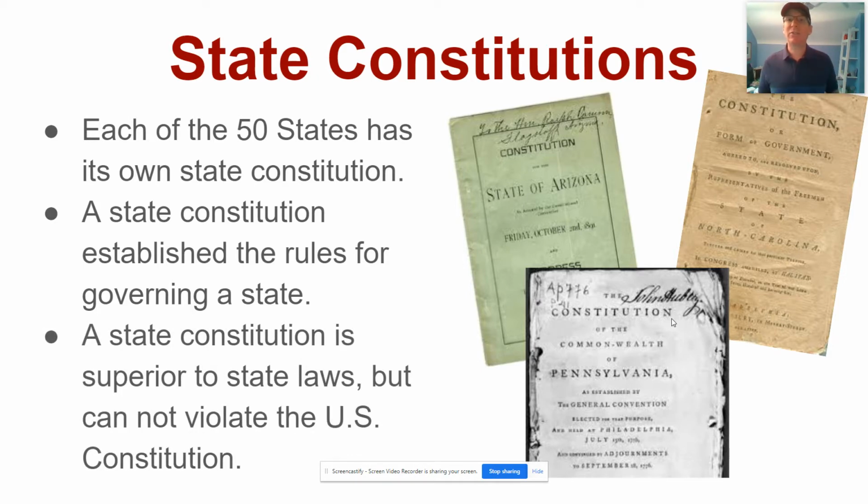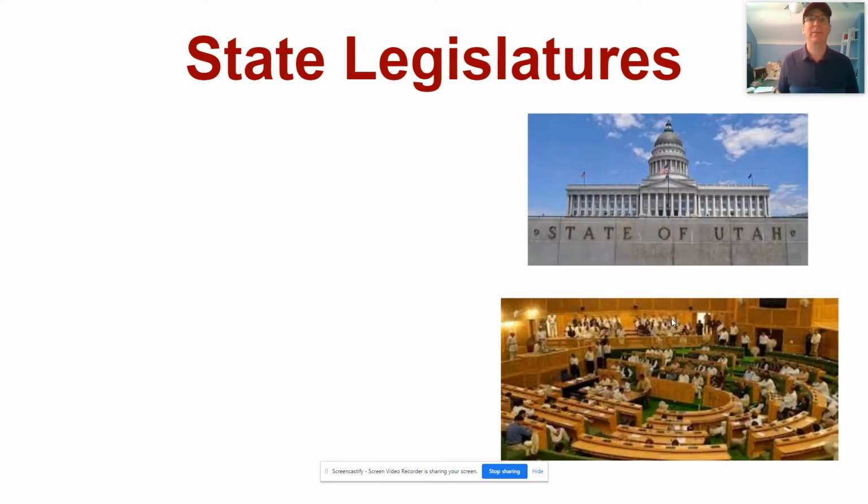Now, a state constitution is superior to any state law. So within a state, any law created by the legislature cannot violate that state's constitution. However, the state constitution cannot be in violation of the federal constitution. According to the supremacy clause of the U.S. Constitution, nothing can be above the U.S. Constitution. So state constitutions are below that.